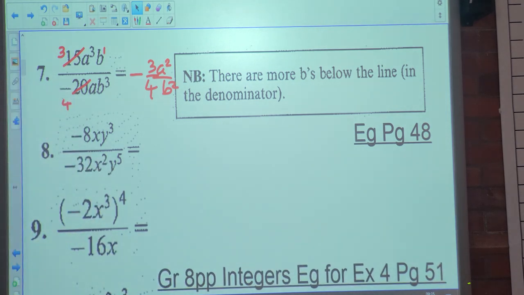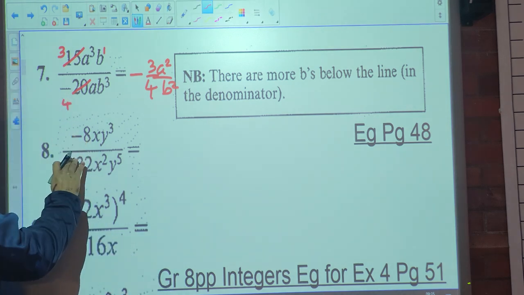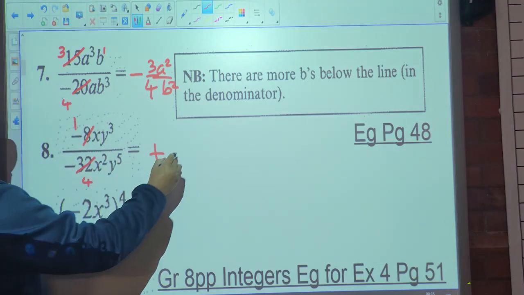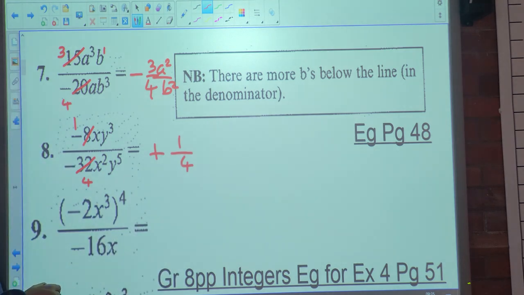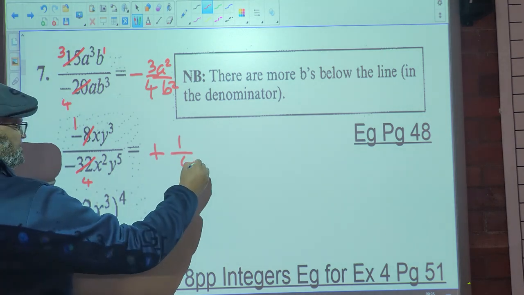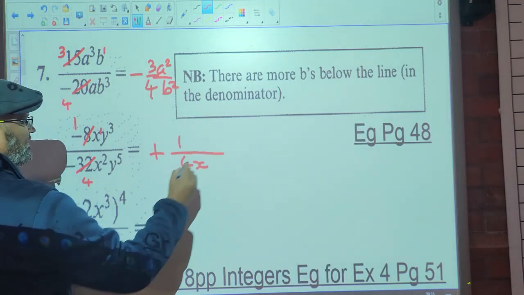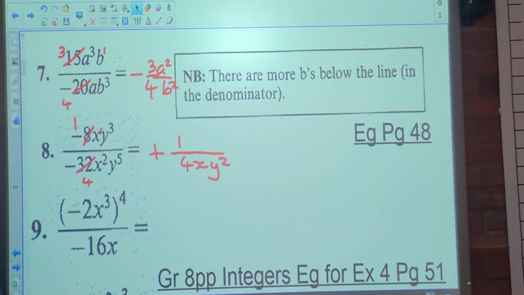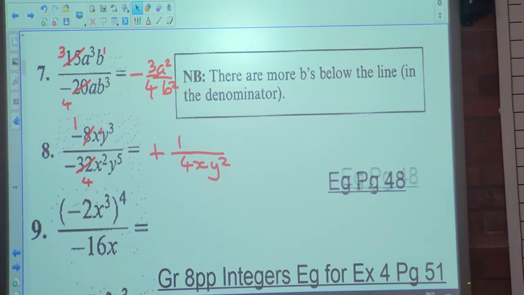Let's look at the next one. Number 8. Number 8, you've got negative 8xy cubed over negative 32x squared y to the 5. What's negative divided by negative? Positive. 8 goes into 8 once, 8 goes into 32 4 times. There's 1 over 4. Where are there more x's? Bottom. So it's going to be x, 2 minus 1 is 1. Where are there more y's? Bottom. What's 5 minus 3 is? 2. It's positive 1 over 4xy squared. Okay. Any confusion here? No, sir.